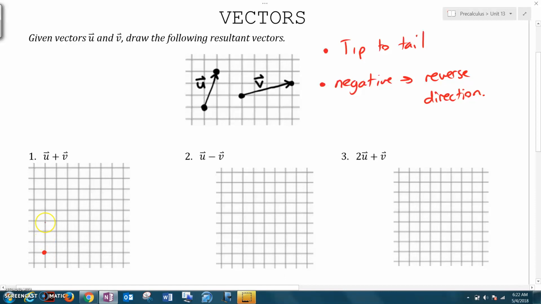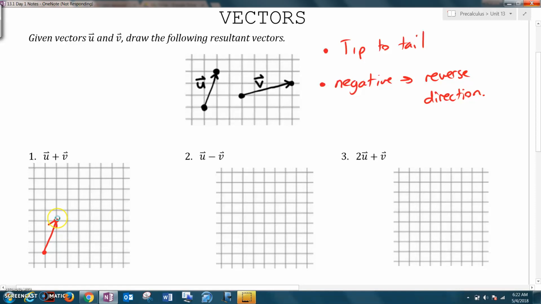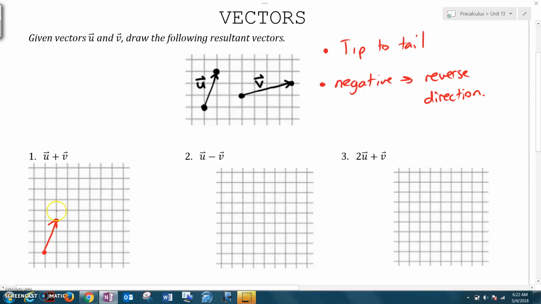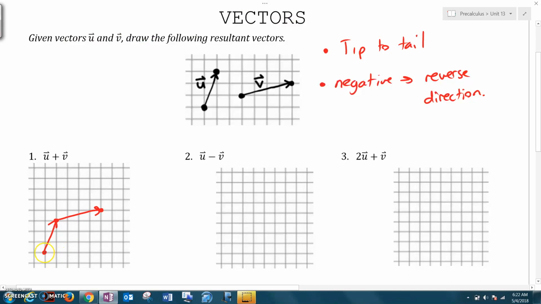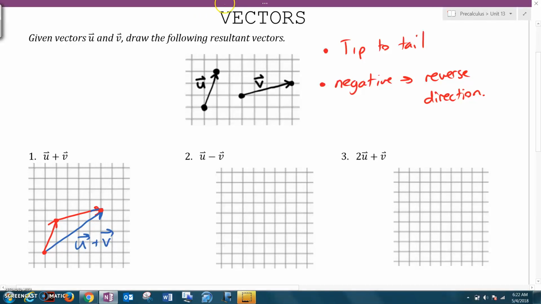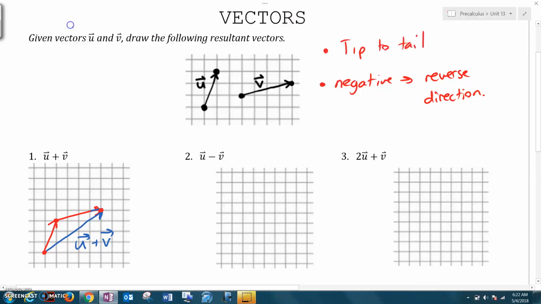So u is up 3 over 1, so I'm just graphing the same vector u that's given up there. And then from u, I'm going to go to v. So from this spot, I'm going to go up 1 and over 4, because that's what v is. So my resultant vector is the vector from the beginning to the end, and that blue line represents u plus v. Okay?